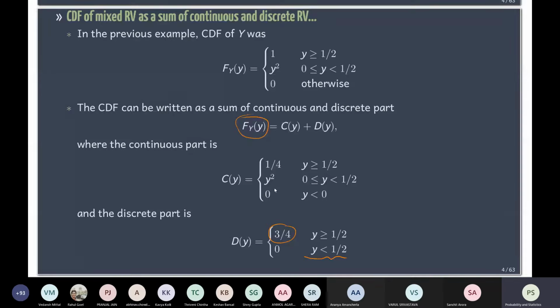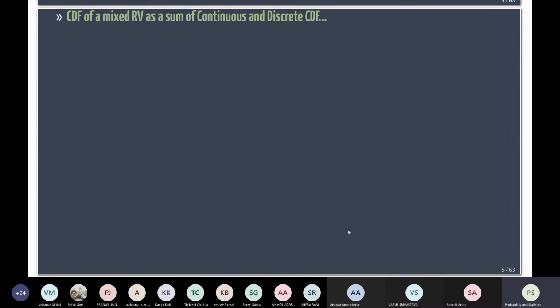The place where they break is the jump point. So this is the jump point that we recall, and this is where they break. And from there we can extract the discrete part. This is a simple case, but sometimes it may get complicated. We won't be doing too complicated things in this course. So this is the case where we can actually differentiate and extract.